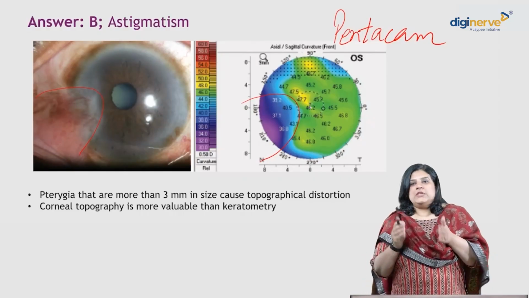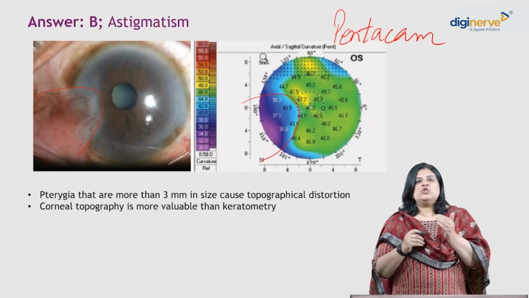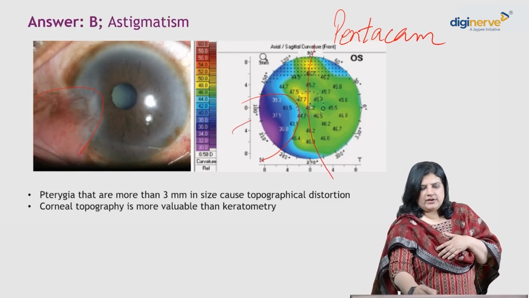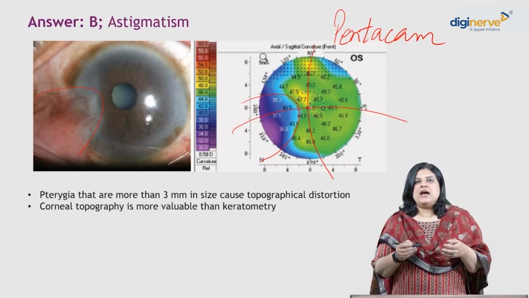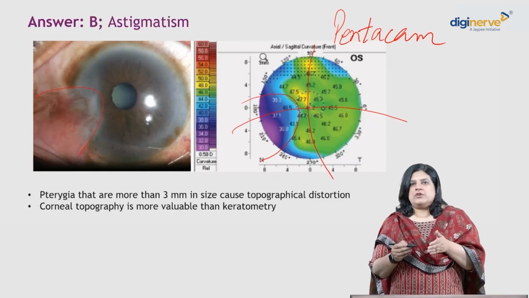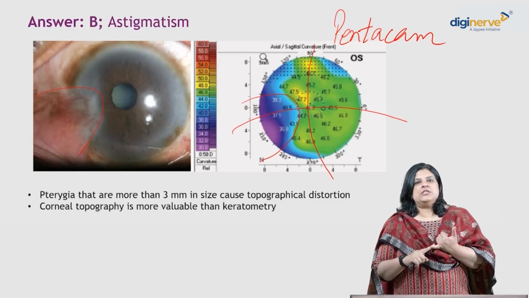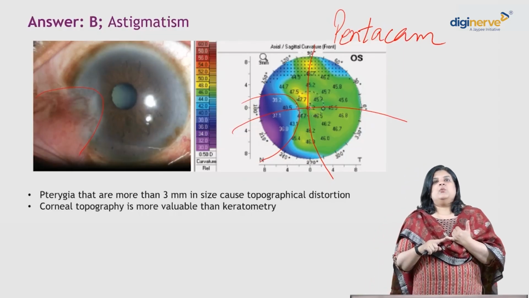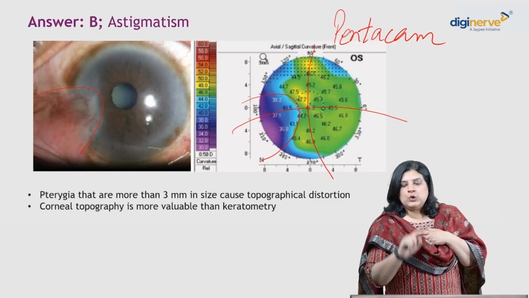Now, since it is attaching to the nasal side, keratometry, which is just doing K1 and K2 values, basically this quadrant and this quadrant, is not going to give you the entire information. So, to have the entire information, you need to have a corneal topography. So, remember, corneal topography gives you more reliable information as compared to keratometry for patients with pterygium, and any pterygium which is more than 3 millimeters in length is going to cause topographical distortion. So it's a good idea to get a Pentacam done for such patients.